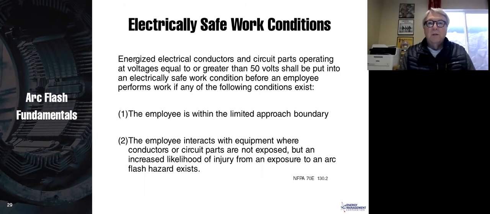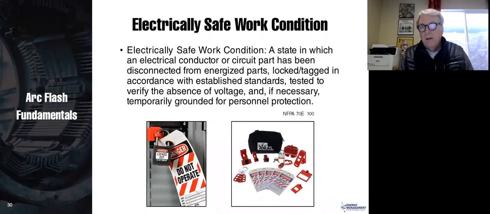Energized work conditions. Energized electrical conductors and circuit parts operating at voltages equal to or greater than 50 volts shall be put into an electrically safe work condition before an employee performs work if any of the following conditions exist. The employee is within the limited approach boundary, which we'll talk about shortly, or you're interacting with equipment where there's a danger. So what is the electrically safe work condition? Well, that's lockout, tagout. And I think all of you who have to work on electrical equipment are pretty familiar with lockout, tagout. So I'm not going to spend much time on that.